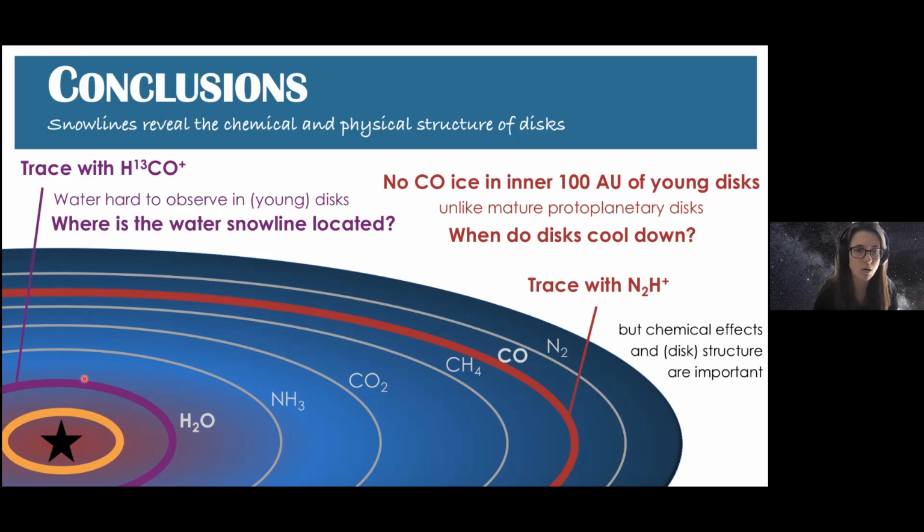So for the water snow line, because water is very hard to observe in these young disks directly, we might be able to trace it with H13CO+. And an important question is, where is the water snow line located? And what would be the duration of this water phase, so that we can link it again to what we see in Earth and how material gets inherited. So with that, I'll thank you and I'll take any questions.